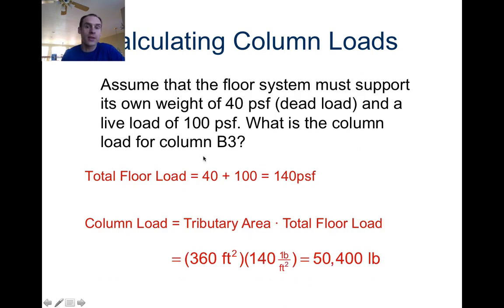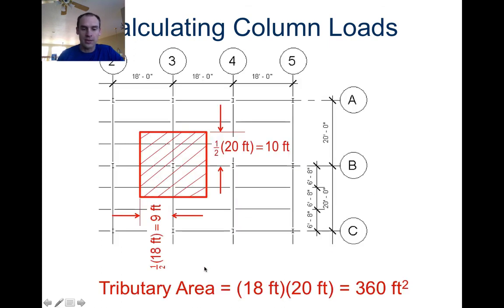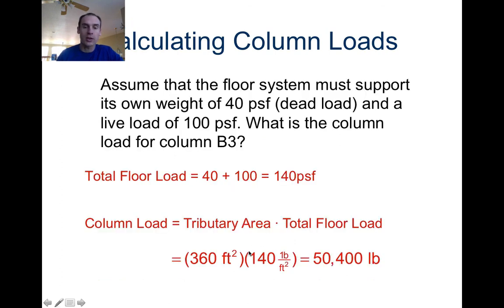And now if we figure out that the floor system has to support, again, 40 PSF for dead load and 100 PSF live load, then what is the column load for this particular column? So the total is 140 pounds per square foot, and then the column load is tributary area times total floor load. So tributary area is 360 square feet based on these numbers from here. That's the total area that this column has to support, and it has to support a total floor load of 140 pounds per square foot, which is 50,400 pounds.